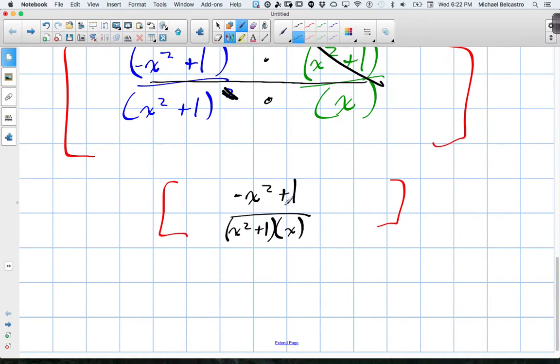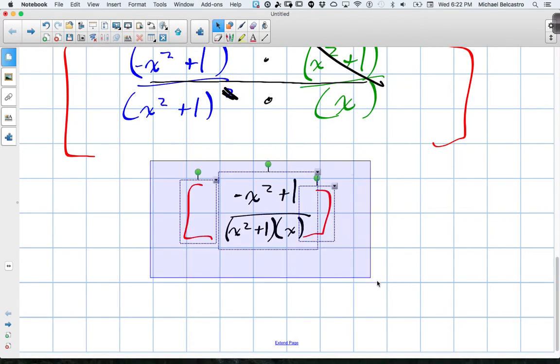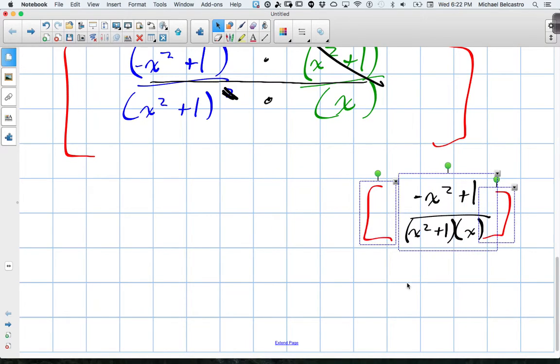We could distribute the x. Will that be helpful? This is technically a difference of squares. I could break that open too. I don't know if it's going to be helpful. So what I'm going to do from this step is start moving everything back to its place and see if it becomes helpful with the rest of the equation.